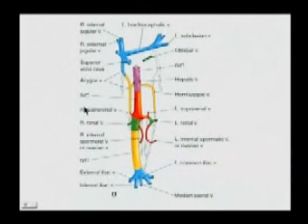So we see the right suprarenal vein draining into that pre-renal portion of the IVC, and then the renal portion of the IVC receiving the right renal vein. The left renal vein is longer than the right renal vein, and it crosses anterior to the aorta, abdominal aorta, that would be in this area here.